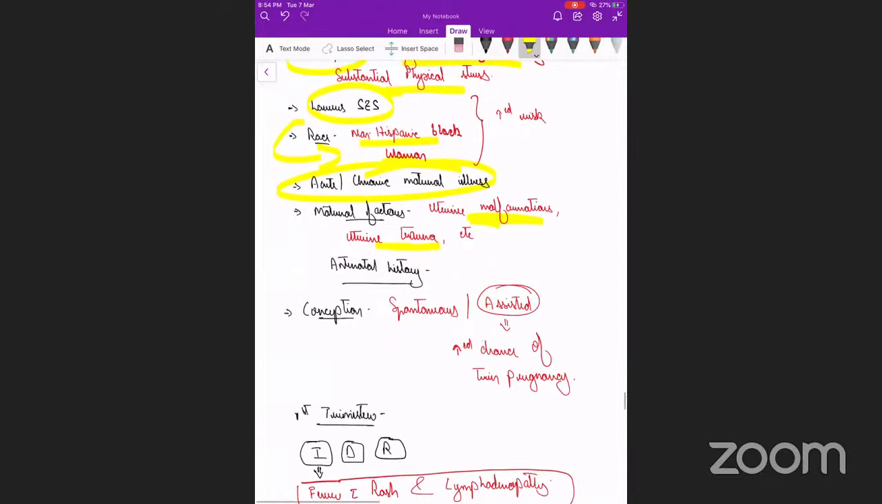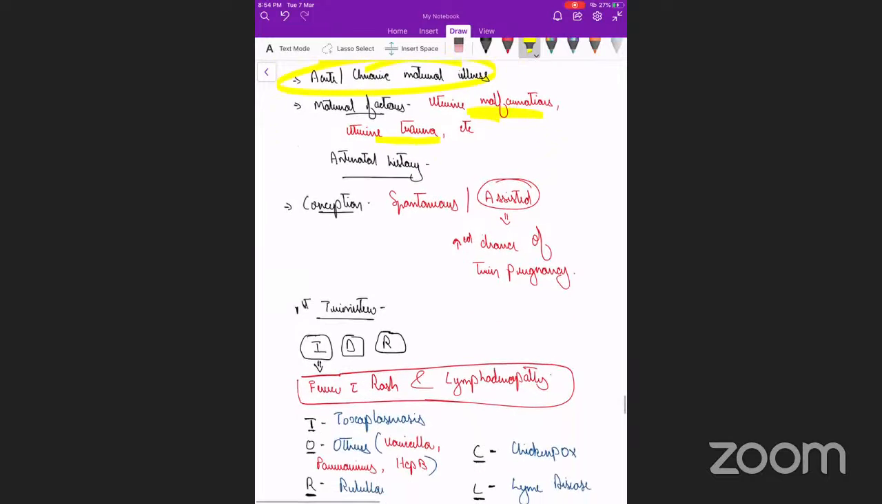So this was regarding the maternal history, which needs to be taken in detail because you might find any of the risk factors, etiology, or clues for the low birth weight or IUGR baby. So we have to substantiate the maternal history in more detail.